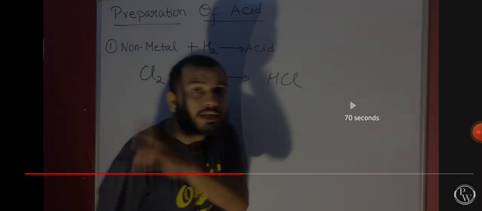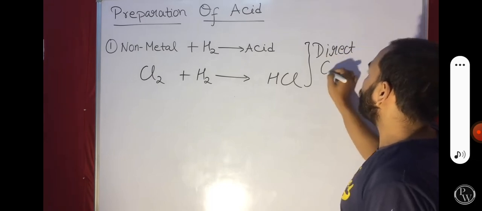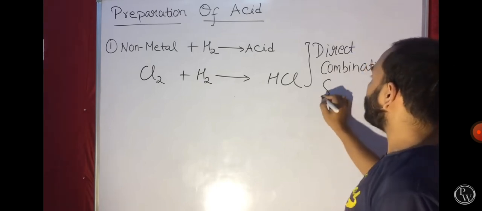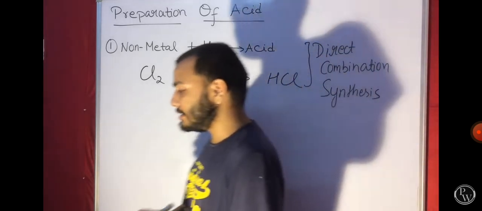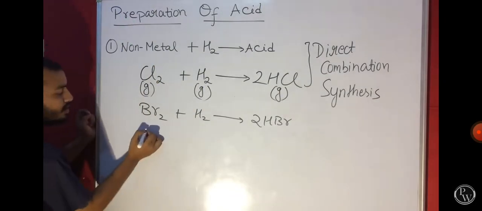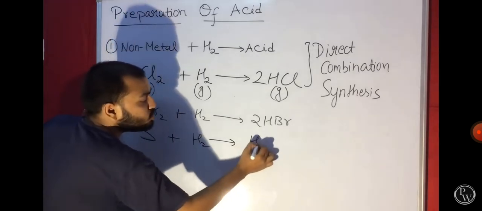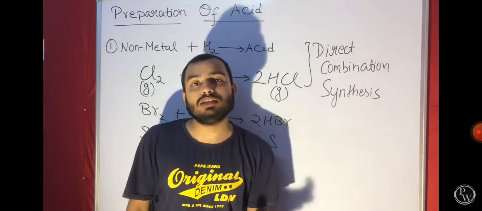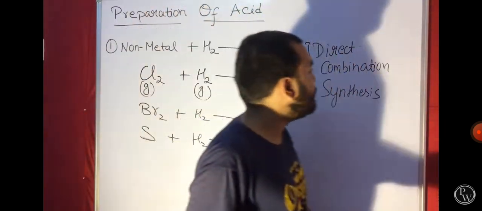This method is also sometimes called direct combination, direct combination of a non-metal with hydrogen. It is also called synthesis. Synthesis or direct combination mean one and the same thing. H2 with bromine gives hydrobromic acid. Like sulfur combines with hydrogen and forms H2S, hydrogen sulfide acid. So these are the only 3 acids that you have to remember in this method, direct combination.